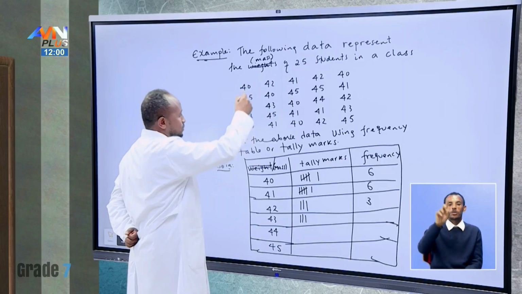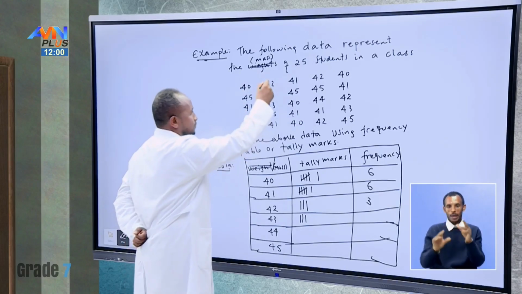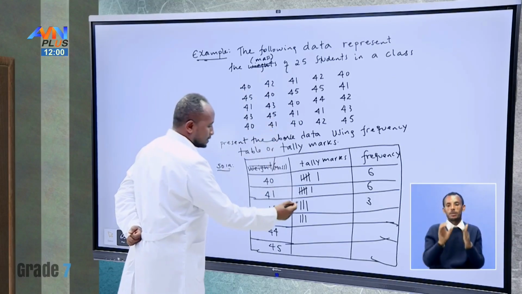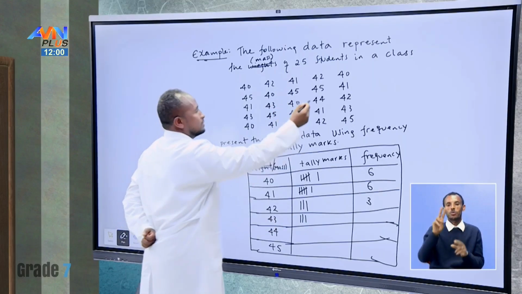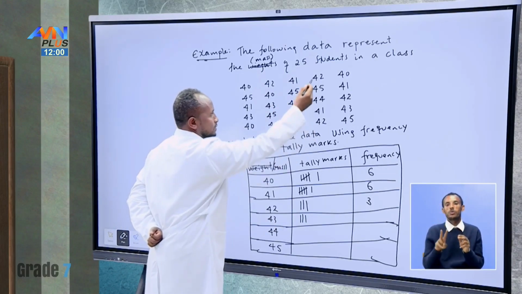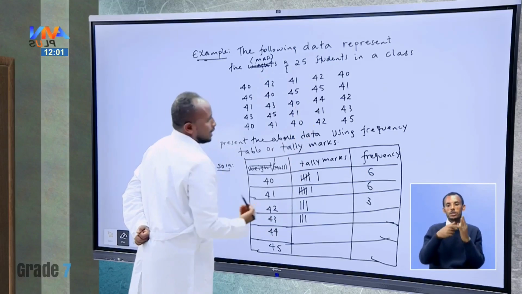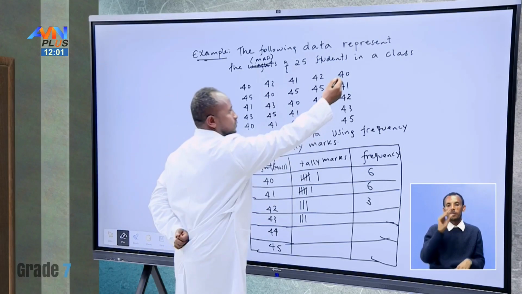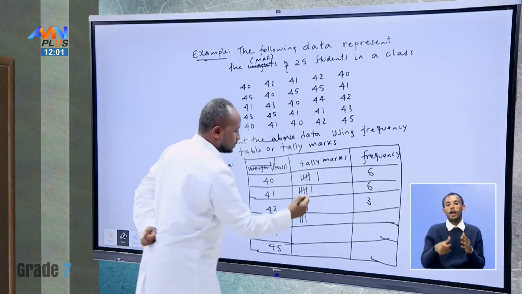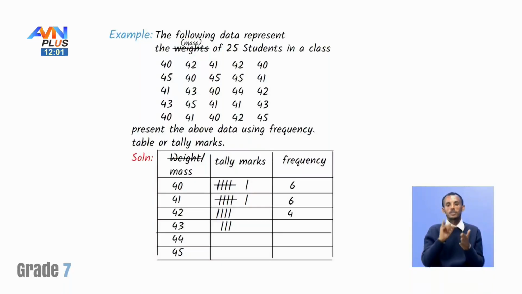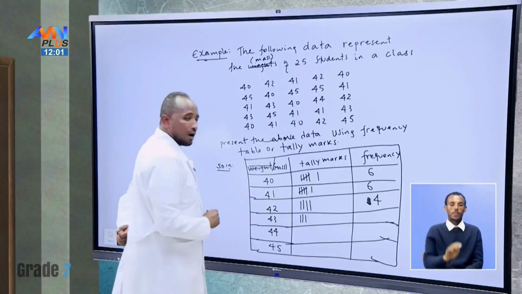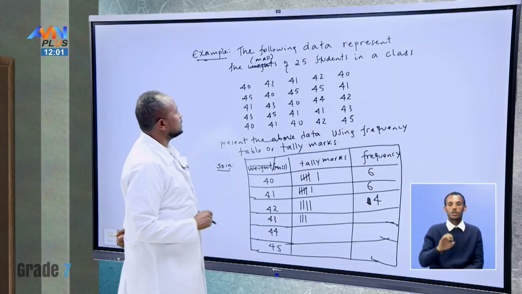The occurrence of 42 in this data set. There is no 42 here. We have 42 on this column once. There is no 42 here, but 42 happens twice on this column, so 2 tally marks. On the fifth column, there is another 42, therefore this is not 3, 42 happens 4 times, so the frequency is 4.